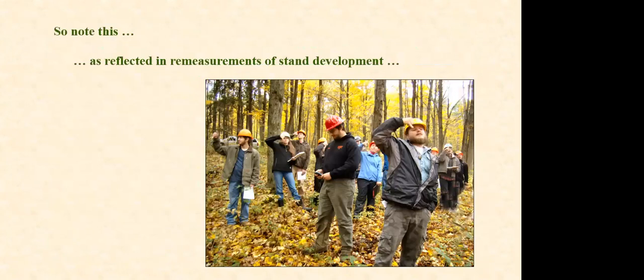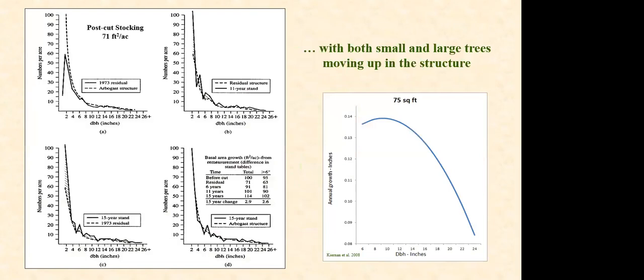Well, can we reflect how these stands would change based on remeasurements of stands? Let's go back to the original one. Here's that 71 square foot residual back in 1973, paralleling the Arbogast line, but a little bit lower. Upper right, 11 years later, we're getting excesses. We're seeing trees moving across the diameter distribution, moving to the right as they get bigger. Lower left is what happened after 15 years, showing the excesses and the bumps above the line, crosshatch. The lower right shows the basal area figures. The trees of small sizes grew well, moved up through the size classes to maintain this diameter distribution.